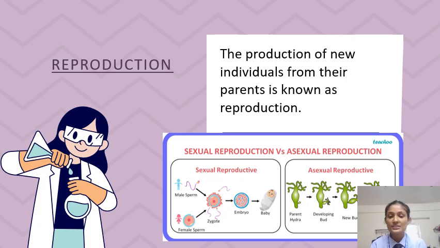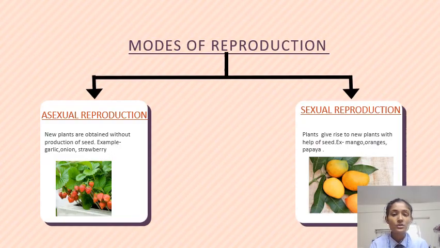Now, reproduction is categorized into two types, sexual reproduction and asexual reproduction. We'll look at the differences in the next slide. The modes of reproduction are asexual reproduction and sexual reproduction. In plants, asexual reproduction is when seeds are not formed, like in strawberries and onions. We do not see seeds there because they reproduce through asexual reproduction. How do they do that? We'll be discussing it in the further slides.